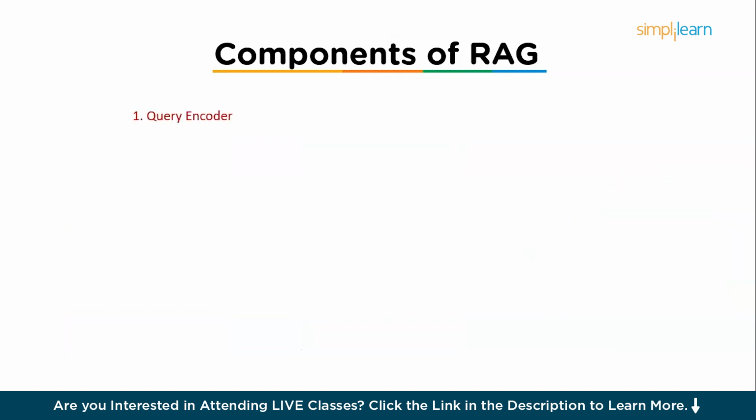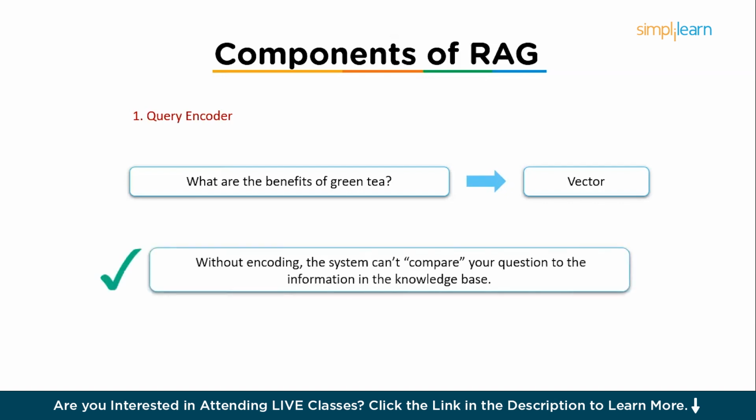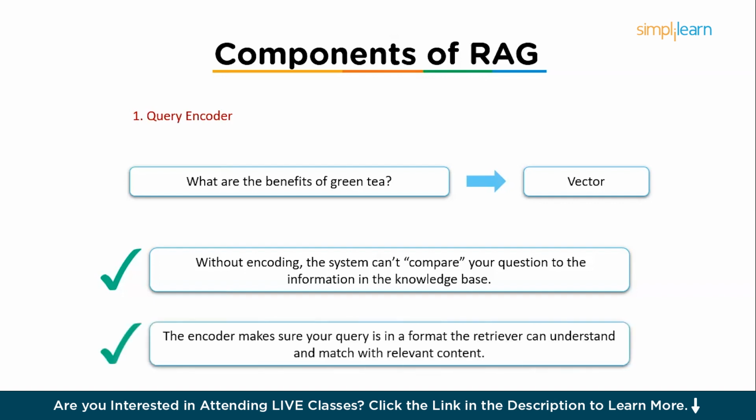First, we have the query encoder. So what does it do? The query encoder takes the user's question, like what are the benefits of green tea, and turns it into a mathematical representation called a vector. This makes the question searchable by machines. Now, how does it help RAG? Without encoding, the system can't compare your question to the information in the knowledge base. The encoder makes sure that your query is in a format the retriever can understand and match with the relevant content.